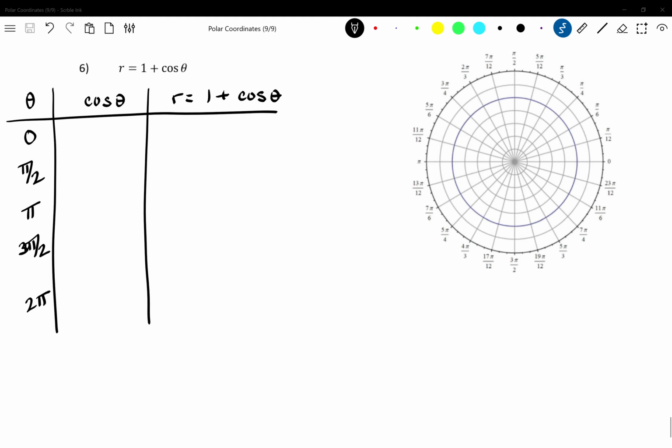All right, welcome back. We're going to look at this last graph of a polar equation. We have r equals 1 plus cosine theta. Be prepared, it's going to be a weird one.